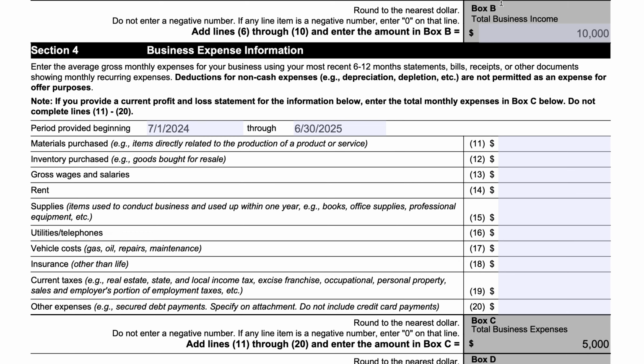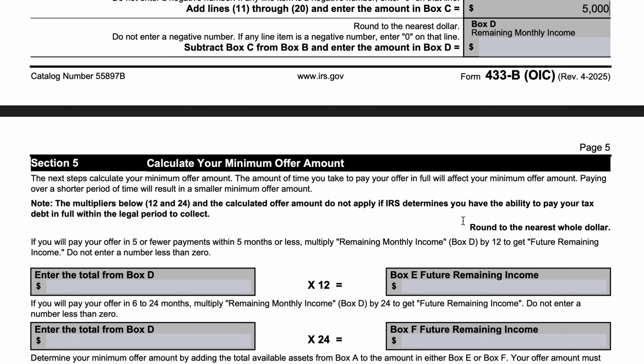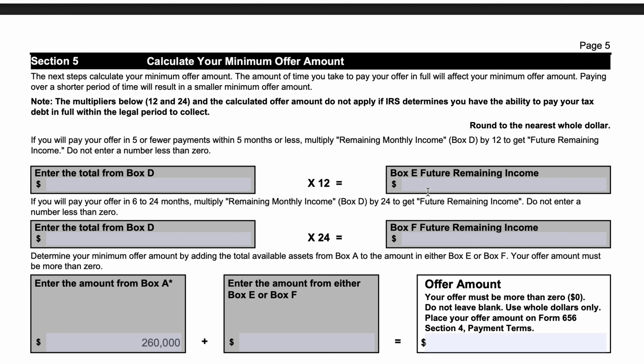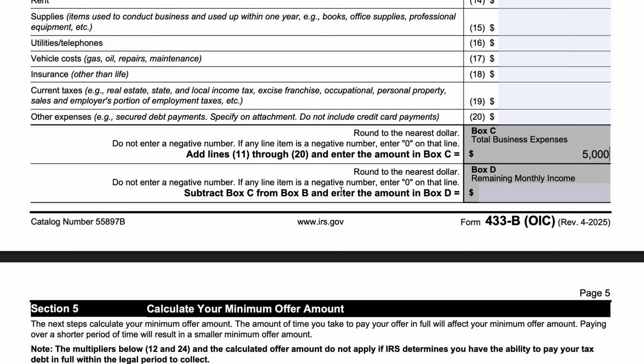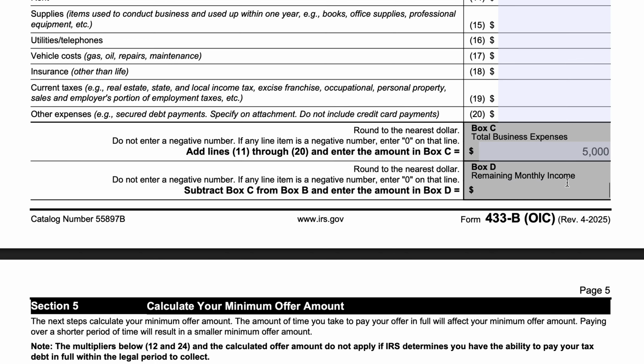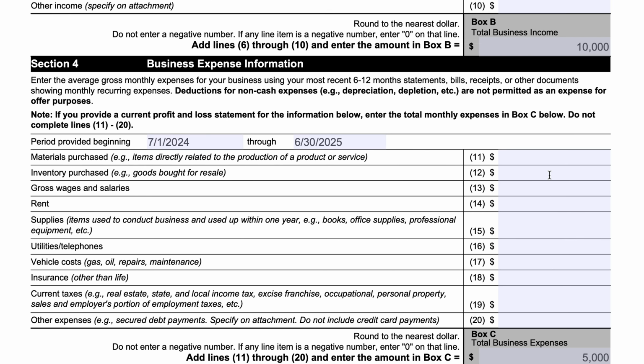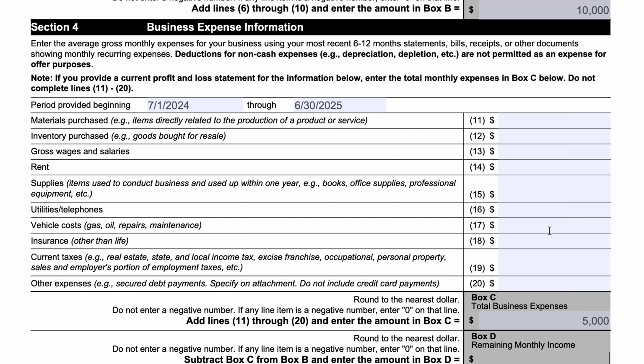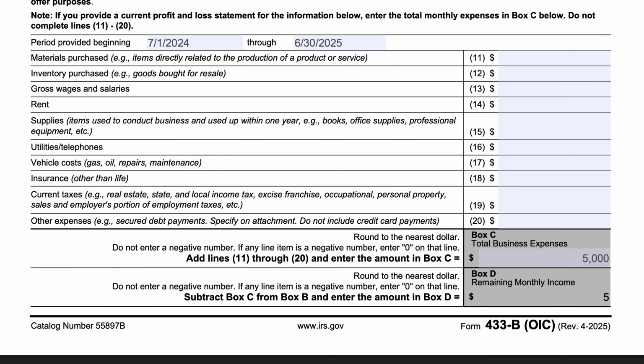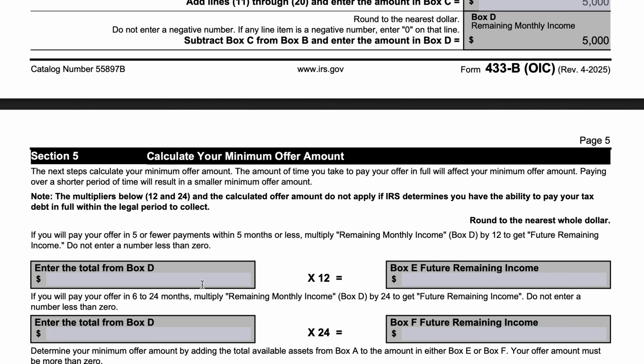Now, this is box B and box C. Box D is the difference between box B and box C. So $10,000 minus $5,000, we get $5,000. That's going to be the figure that we carry down here to calculate your minimum offer amount. So we'll go ahead and put $5,000 in both of these fields, and we're going to go over these items.